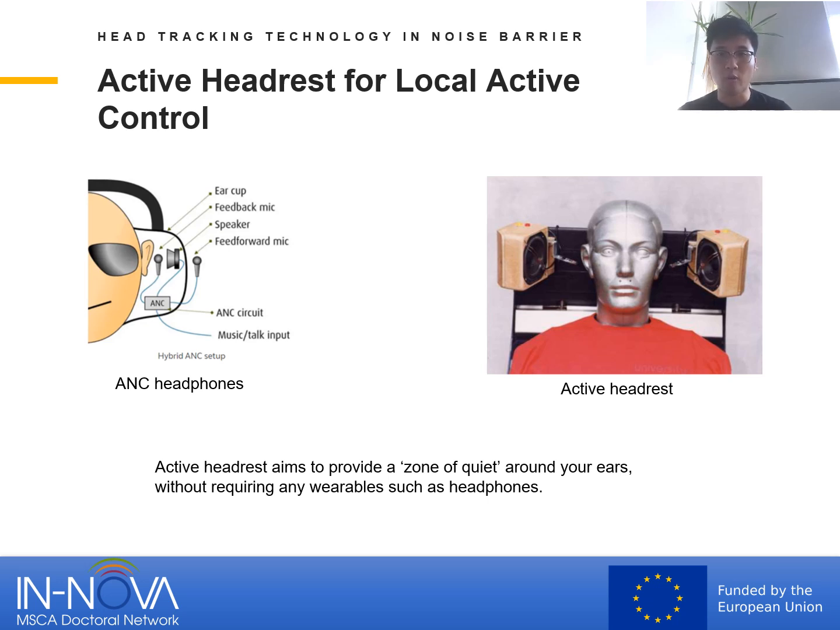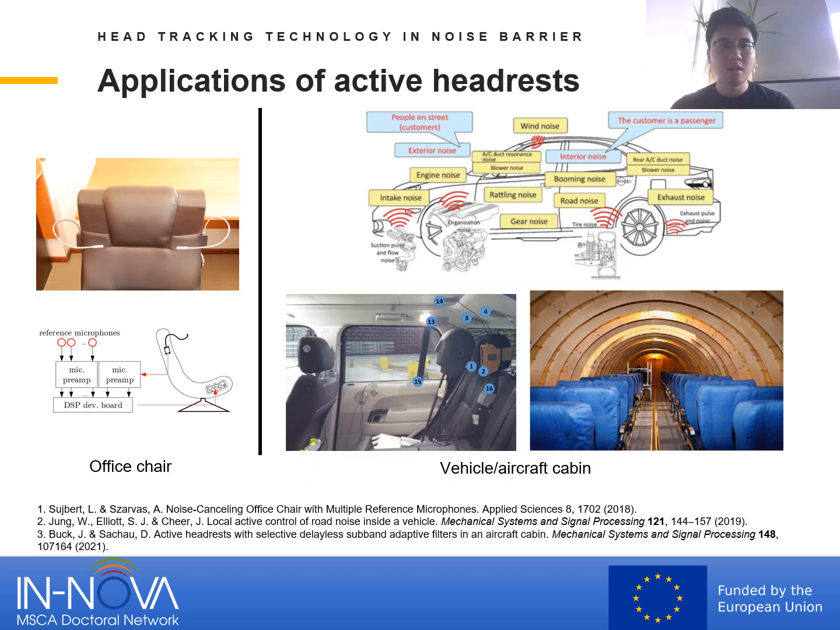Instead of wearing the headphones, the loudspeakers and microphones are integrated in a headrest, as shown in the picture on the right, which ultimately creates the zone of quiet at your ears as well. Active headrest can be implemented in various scenarios. The first would be the office chair, as shown in the picture on the left, which includes microphones that extend out from the chair used for control.